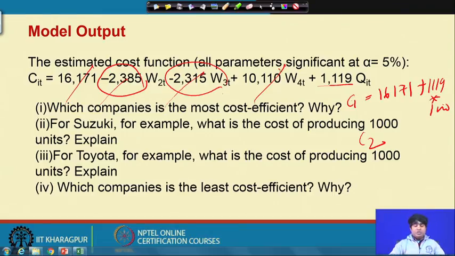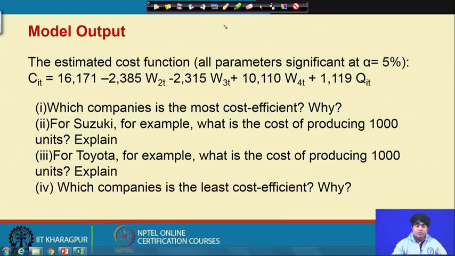So, this is the kind of structure which you can have in this analysis to justify that at a particular level of output, which particular company is more efficient compared to other companies.